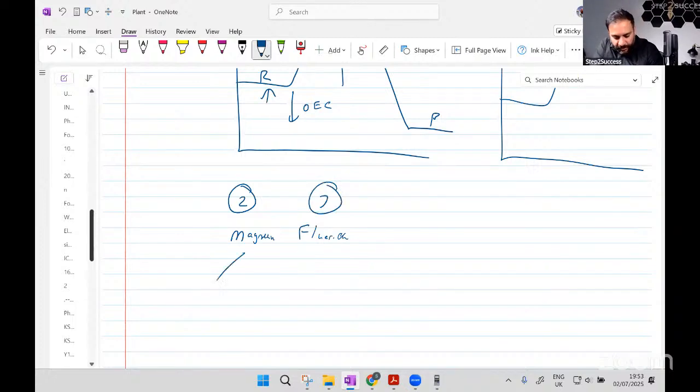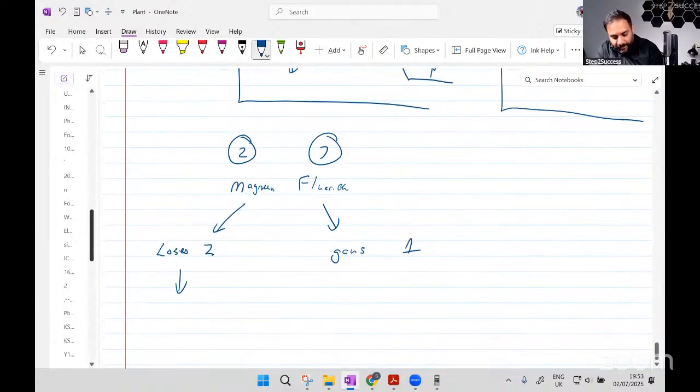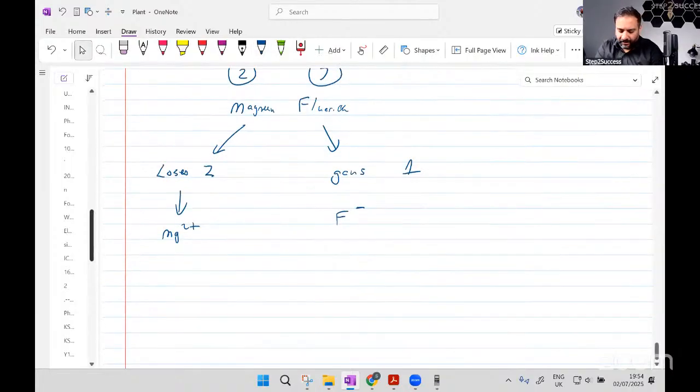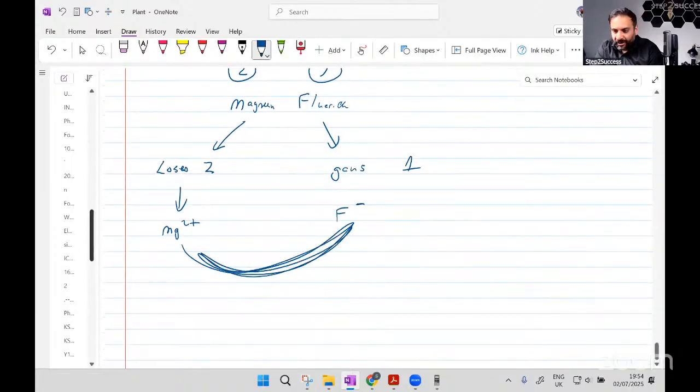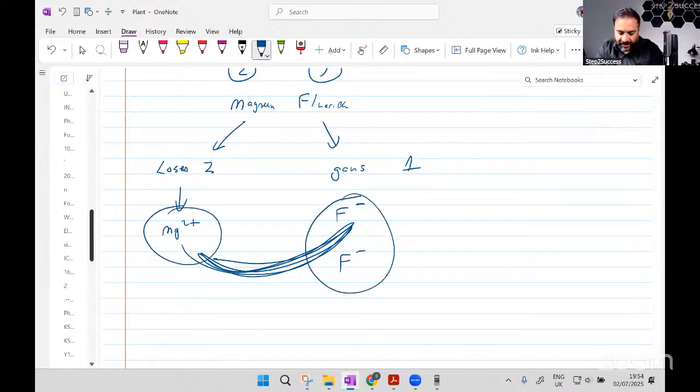If something's in group 2, remember it means it's got two outer shell electrons. So to get a full outer shell, it loses 2. If something's in group 7, it means it needs to gain 1 to get a full outer shell. So you've got to say these things. That gains 1, that loses 2. When magnesium loses 2 electrons, it becomes a 2 plus ion because it becomes positively charged. When fluorine gains an electron, it becomes an F minus ion because it becomes negatively charged. And then you need to explain that the oppositely charged ions attract. But to make this work, you need 2 of these for every one of these because only then do the charges cancel out. Then you get MgF2.